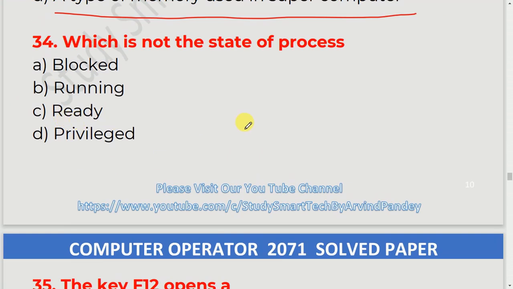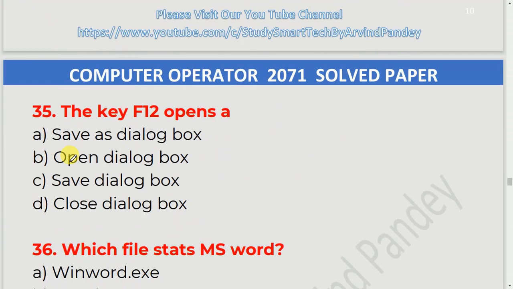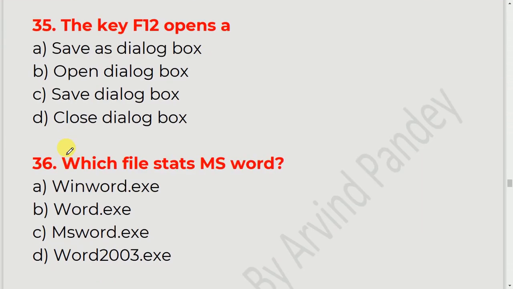Question number 34. Which is not the state of process? Option A blocked, B running, C ready, D privileged. And the correct answer is option D privileged. Question number 35. The key F12 opens a... Option A save as dialog box, B open dialog box, C save dialog box, D close dialog box.